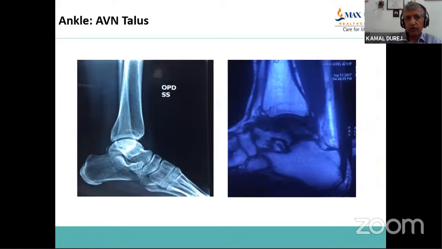Similarly, to diagnose avascular talus, whenever we are suspecting it, though we are seeing a bit of sclerosis on the superior margin of the talus, when we do an MR, the proton density images are able to tell us not only the diagnosis of AVN, but also the extent of the avascular necrosis happening in the talus.